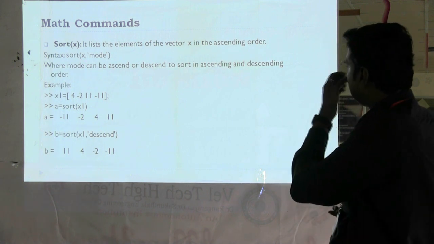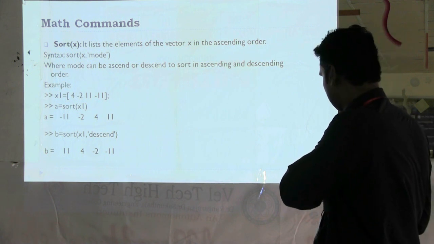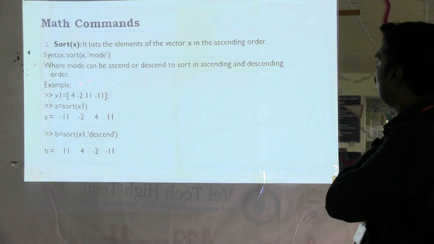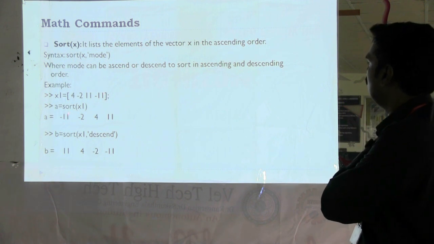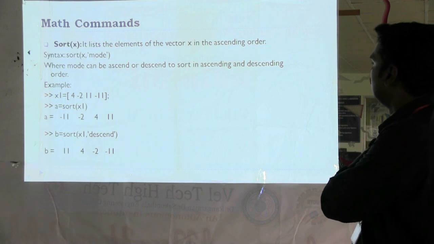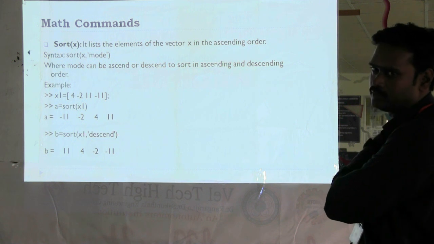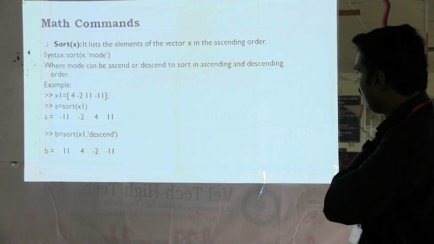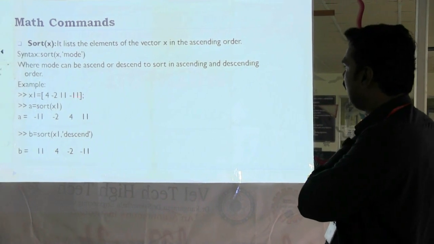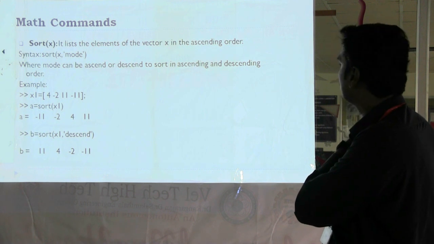Sort is for arranging in ascending and descending order. Sort of X: what is the code, actually? We put it as sort value. Sort 4, minus 2, 11, minus 1 arranges in ascending order. If you want descending, you have to give 'descend' here in single quotation marks, and then the descending order will be arranged. For ascending order or descending order, you mention it here in sort.